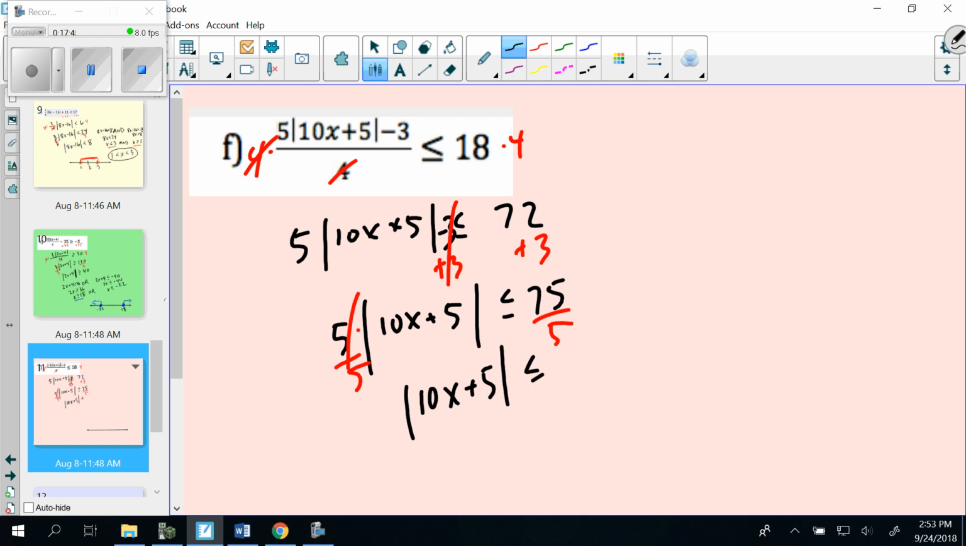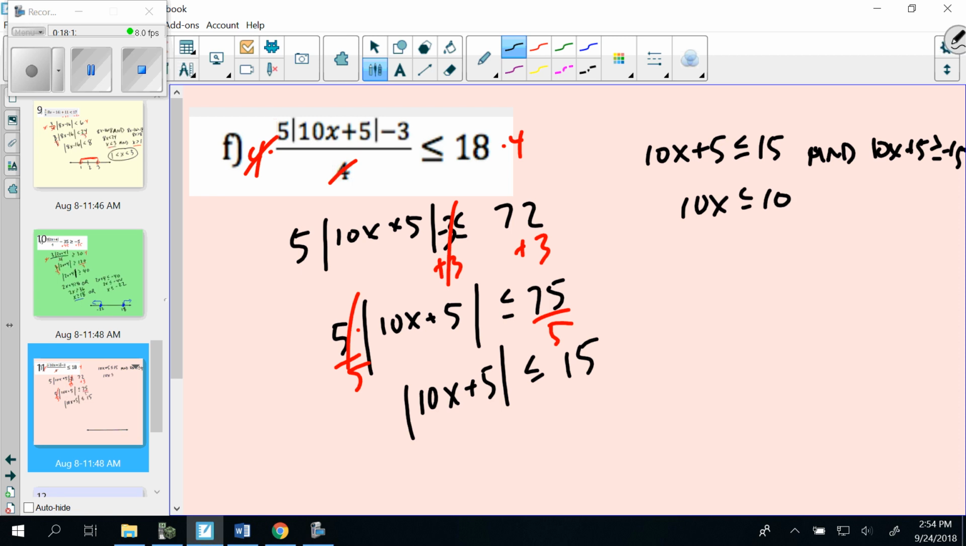Now, that turns out to be 15. Now we can go through and solve by splitting this up. It's an "and" one, so you've got 10x plus 5 is less than or equal to 15, and the other part, 10x plus 5 greater than or equal to negative 15. Solving these, you get x less than or equal to 1, and the other one, greater than or equal to negative 20 when you subtract 5, divide, x greater than or equal to negative 2.